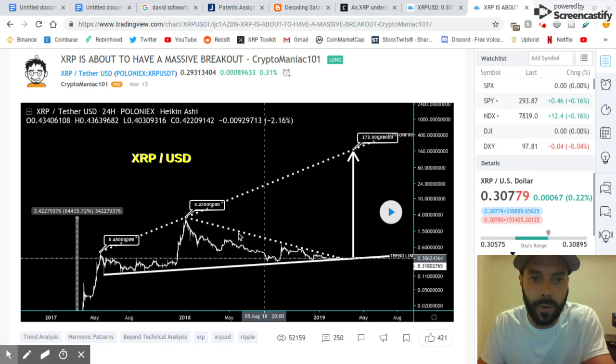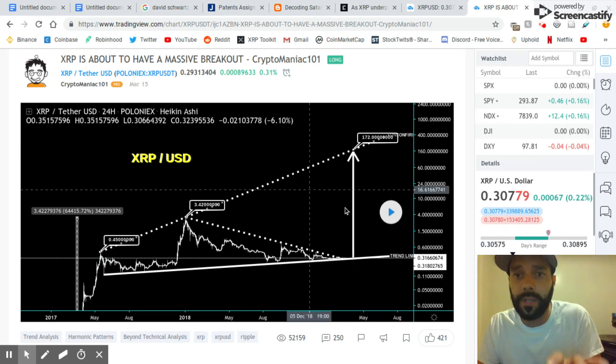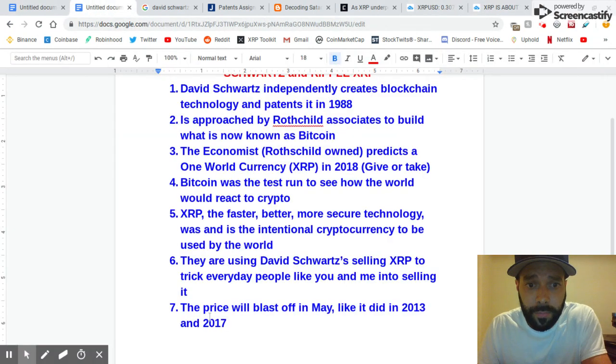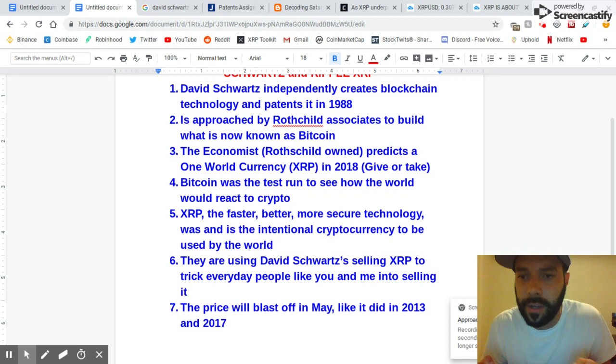Look, I don't disagree with this article. Look at this. It makes sense, actually. Why wouldn't it happen again? XRP is a unique cryptocurrency. This whole theory that I just brought you along on: the price will blast off in May like it did in 2013 and 2017. Why wouldn't it happen again? And it all comes together, guys. It could happen, guys. HODL, strong XRP community. You never know. Strange stuff happens all the time. You just never know.